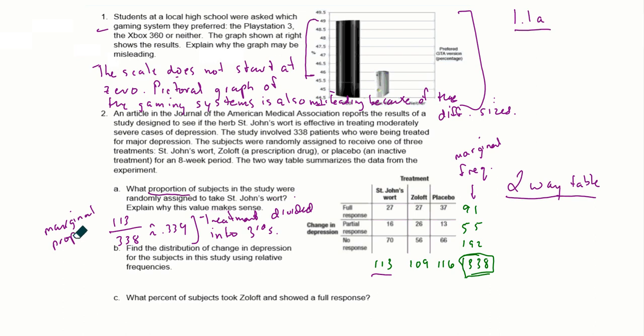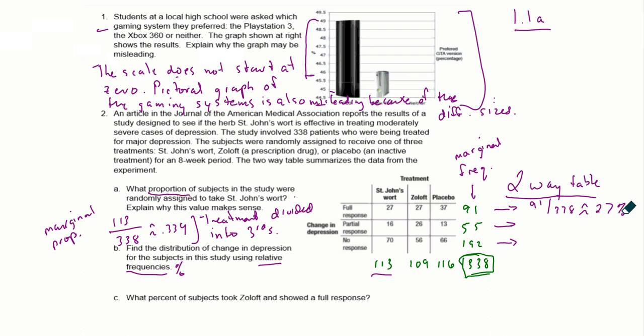Now, the next one says, find the distribution of change in depression for the subjects in the study using relative frequency. Relative frequency is where we use percents. I'm going to put this over to the side here. In our two-way table, we're going to figure out what is the percent of each one of these changes in depression. For a full response, we're going to have 91 divided by 338, which is a proportion. To get the percent, you put this in your calculator, and you get about, I'm going to round this, 27%. That's our relative frequency. So relative frequency is a percent.